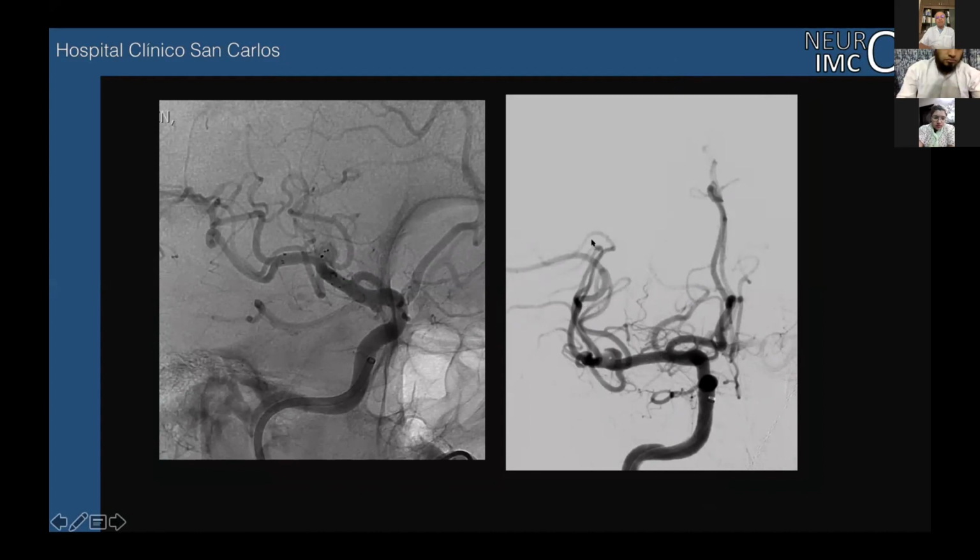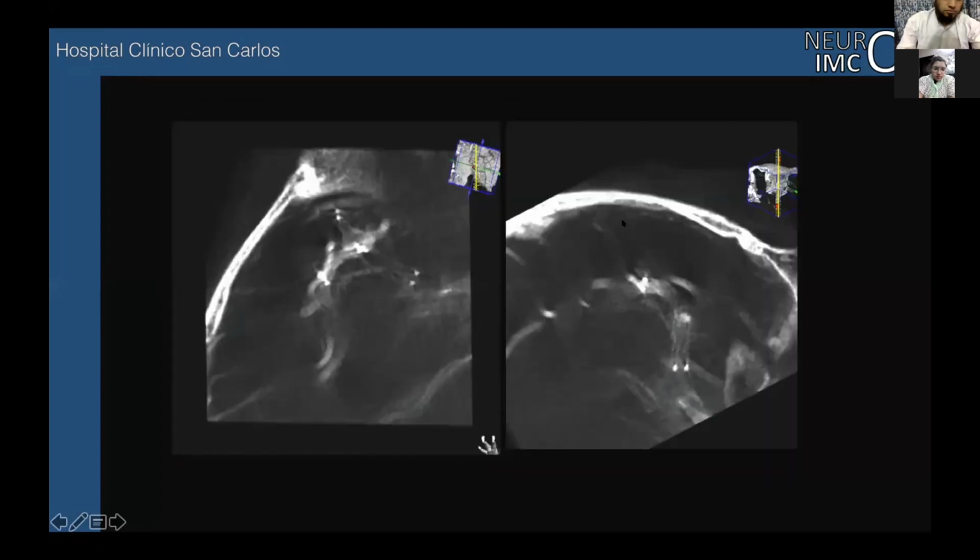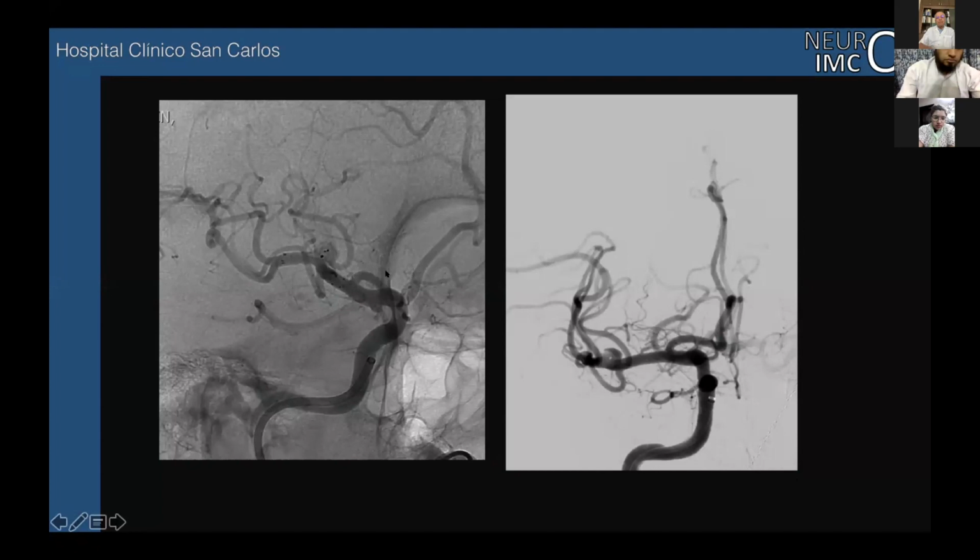There's a final control. This is the CT scan in the angio suite. You have the WEB here. You see the neuroform, or Atlas neuroform, in this reconstruction of the vessel. And this is the final control. The patient is well, doesn't have symptoms, and had total recovery.